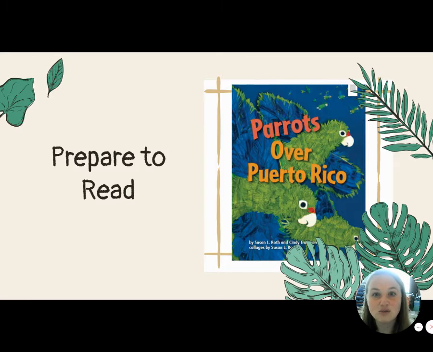What I'd like you to do right now in your Into Reading books is open to page 354, and think about what you know about animal habitats and what you want to learn. Write your ideas in the box on that page.